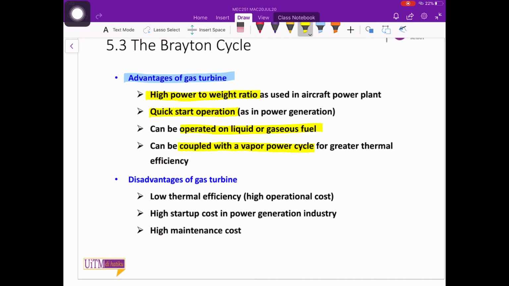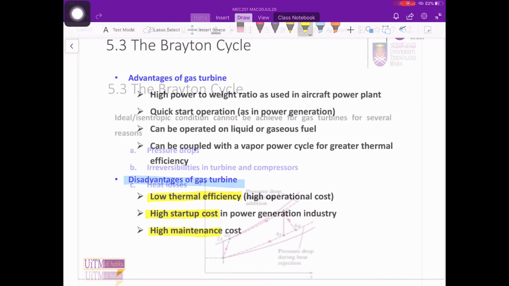The advantages of the gas turbine are a high power to weight ratio, as used in aircraft power plants, quick start operation as in power generation, it can be operated on liquid or gaseous fuel, and it can be coupled with a vapor power cycle for greater thermal efficiency. The disadvantages of the gas turbine are low thermal efficiency, which leads to high operational costs, high startup costs in the power generation industry, and high maintenance costs.